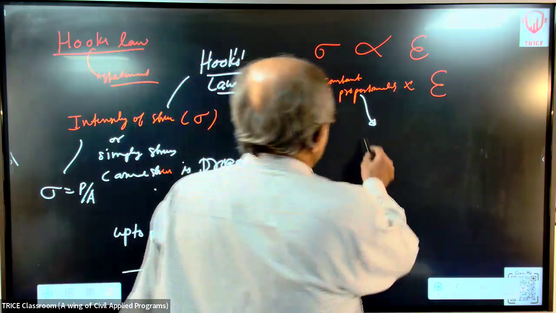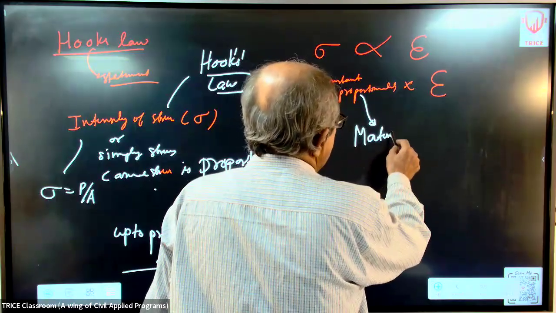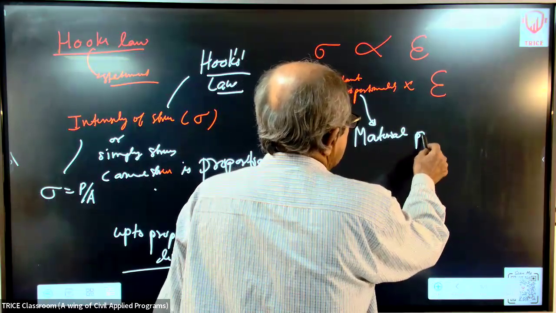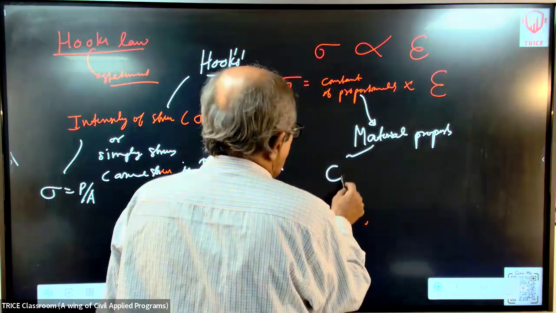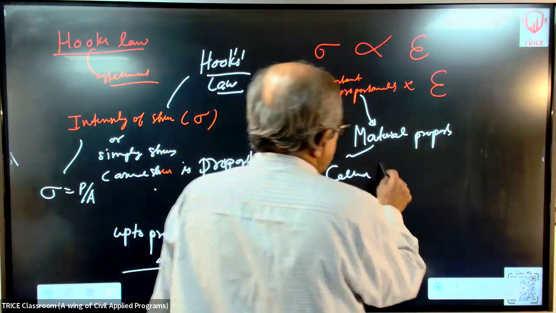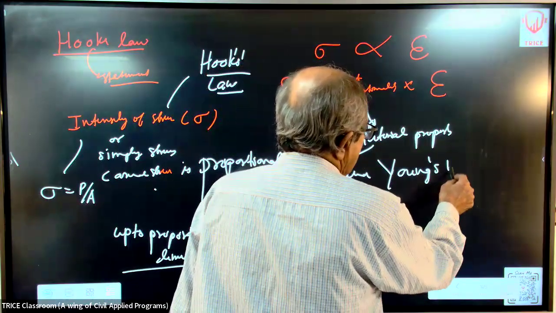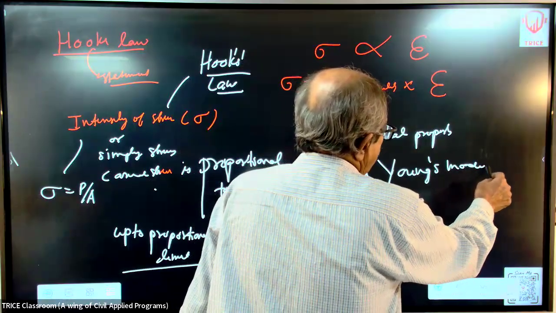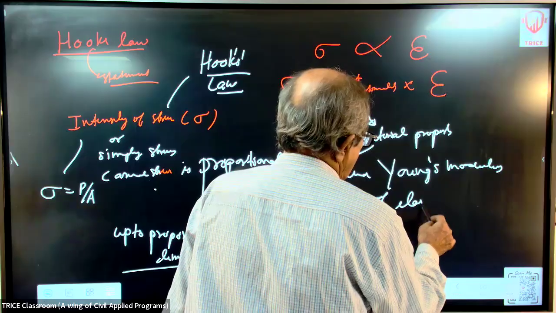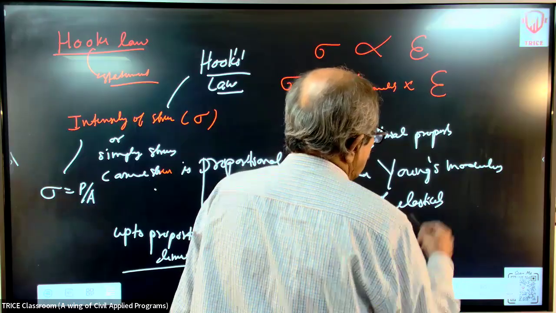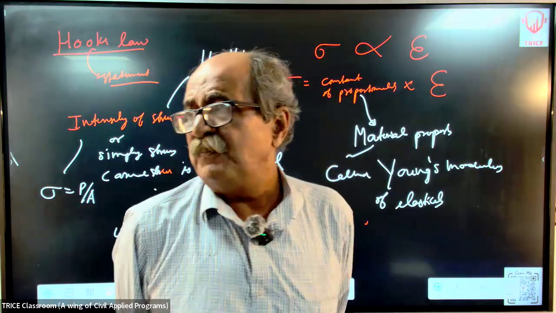This constant of proportionality, that is, when stress is proportional to strain, there is a constant here. That is a material property. It is a property of a material, and it is called Young's modulus of elasticity. I already told you, technically called Young's modulus of elasticity.